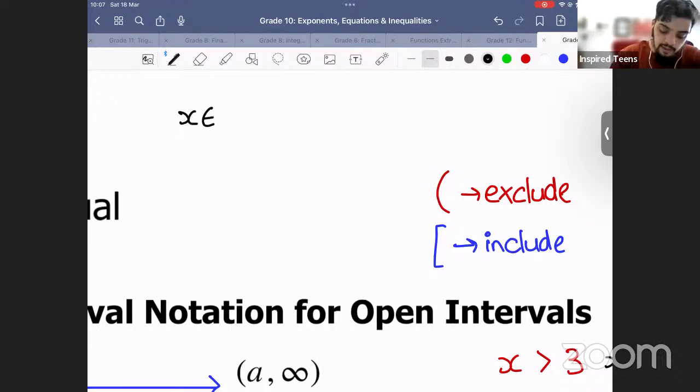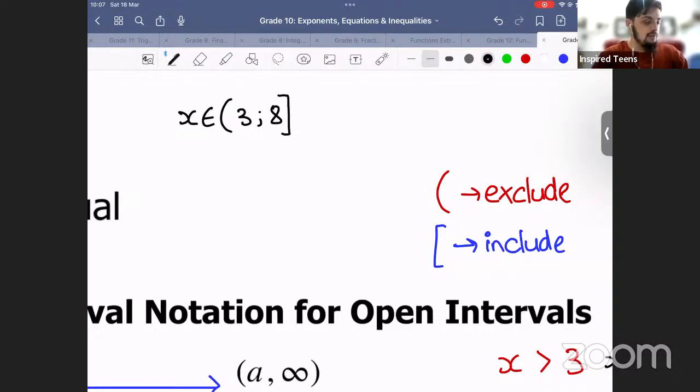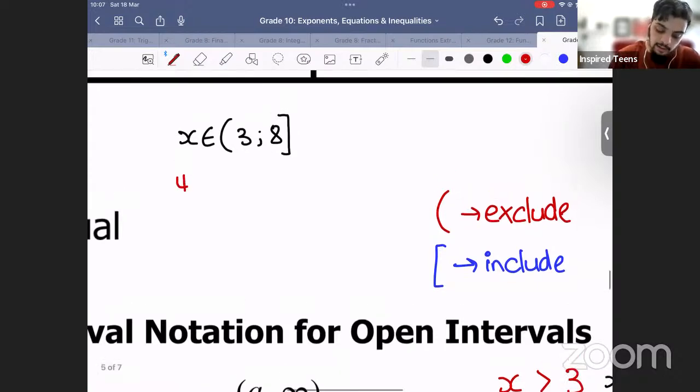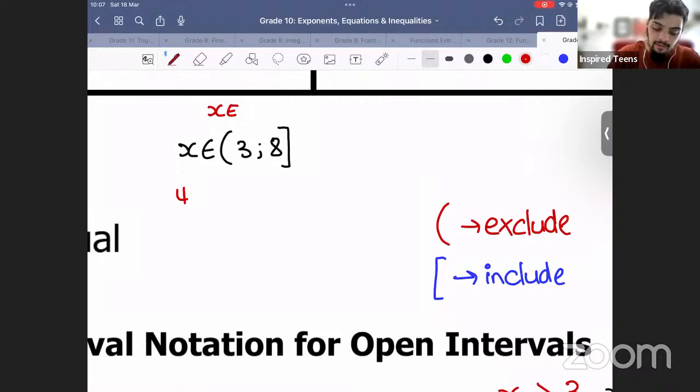Let me give you an interval and say that x is an element of 3 to 8. Now you can see we have two different brackets. We have a circle bracket for 3 and we have a square bracket for 8. So let us discuss the numbers that fit in this interval. Let's say x is an element of integers, I'm only considering whole numbers, so no decimals.